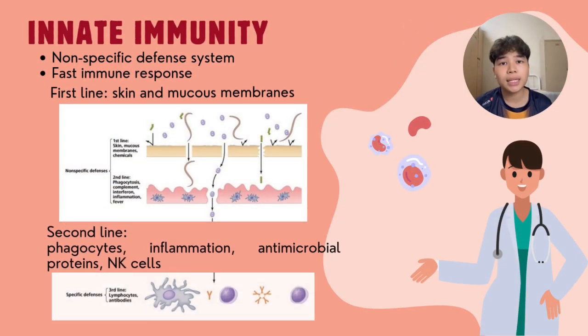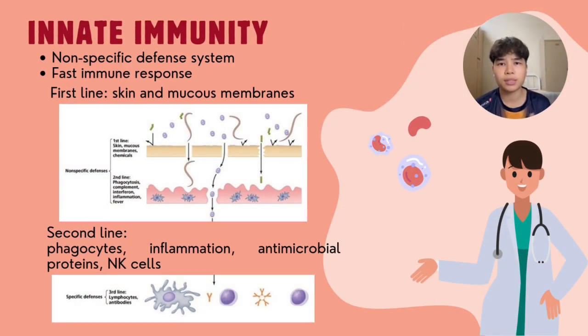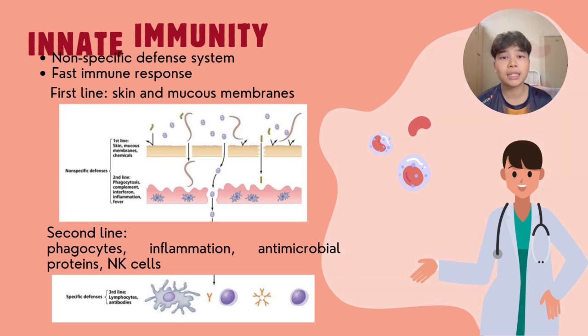Innate immunity is a non-specific immune defense that provides immediate protection. The first line of defense includes the skin and mucous membranes, which block pathogens from entering. If pathogens enter, the second line of defense becomes active. This includes phagocytes, inflammation, antimicrobial proteins, and natural killer cells.